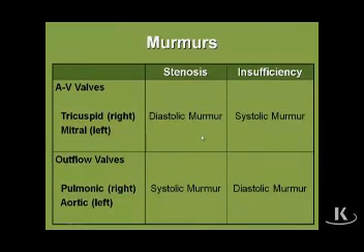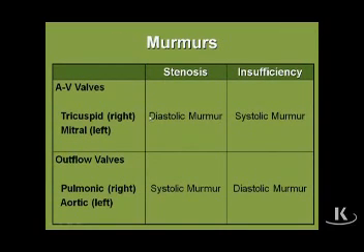So let's take a look at this chart here. With regard to the AV valves, the tricuspid valve and the mitral valve, we know that those valves are open during diastole to allow the ventricles to fill. So if when they are open, they don't open fully, we call that stenosis. If we have stenosis of an AV valve, we will hear that murmur during diastole because the valve is open during diastole.